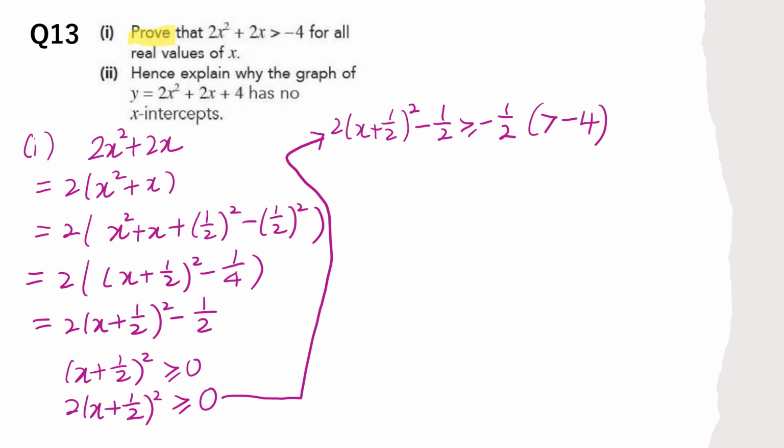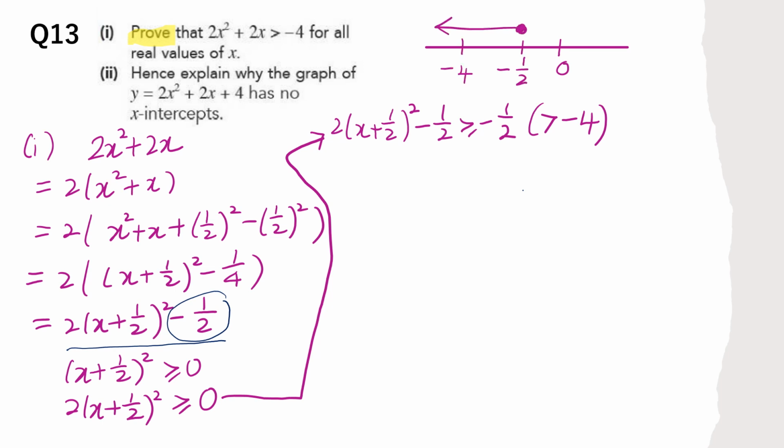Why negative half? Because look here, this is the completed square form, right? So when I add negative half to both sides, what you're getting is the minimum value is negative half. And if you look at the number line, negative half is definitely more than negative 4. So hence we have proved that 2x squared plus 2x will be more than negative 4 for all real values of x. Okay, so this is how you do proving questions.